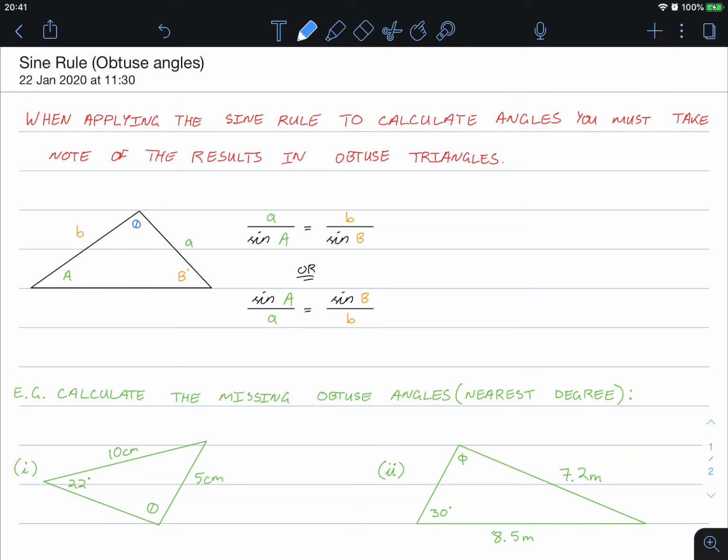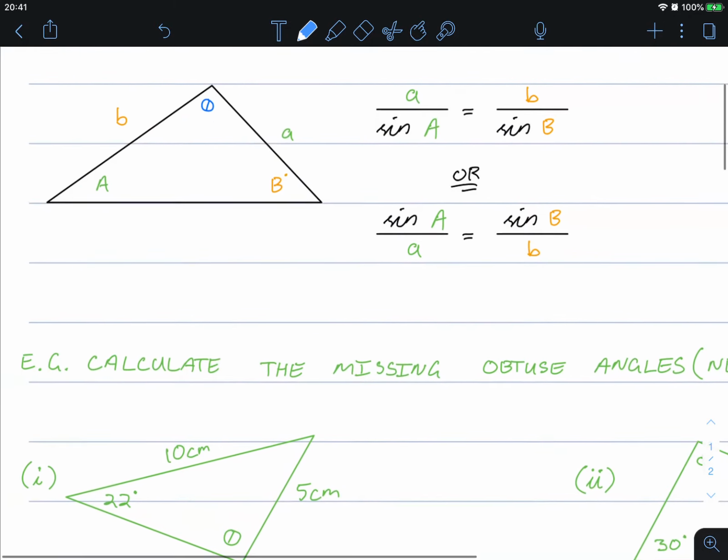Hello class, this is a video tutorial on the sine rule, and in this video we'll be looking at applying the sine rule to calculate missing angles of obtuse triangles. When applying the sine rule to calculate angles, you must take note of the results in obtuse triangles.